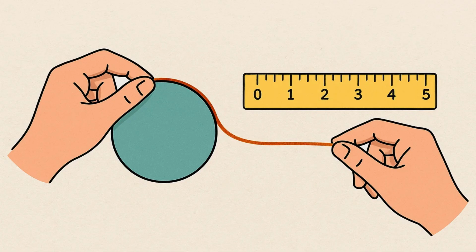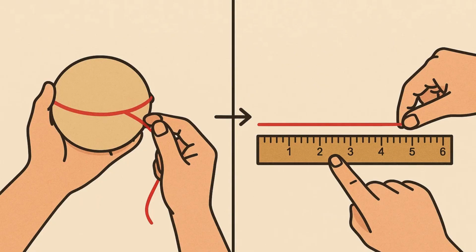Now when the thread reaches the other end of the curved line, mark that point on the thread and straighten the thread and place it on the scale to measure the distance between the knot and the ink mark. This measured distance gives the total length of that curved line. Let's do a numerical based on this to understand the concept more nicely.